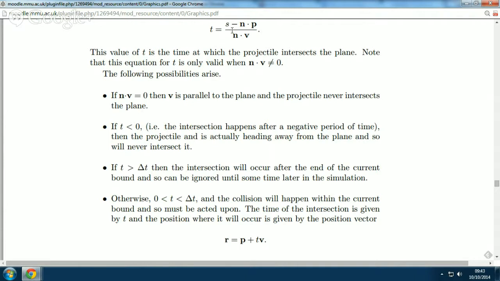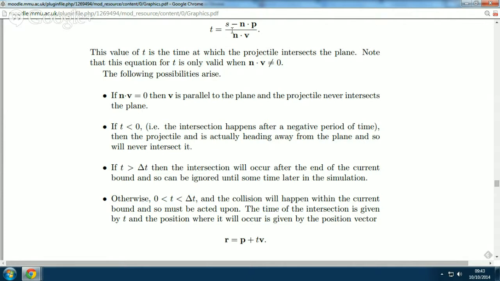So the collision case is this case at the end, where the time to collision is less than the bound. That means the collision is going to happen within this frame. So then the computer has to deal with the collision and simulate whatever the physical interaction is going to be, whether the wall's going to fall down, or just a little hole is going to appear in the wall, or it's going to explode, or whatever.